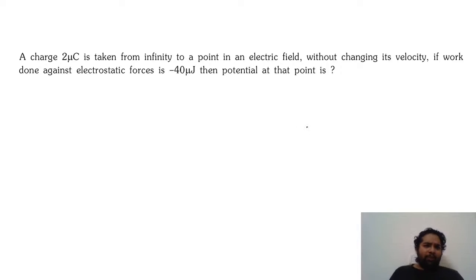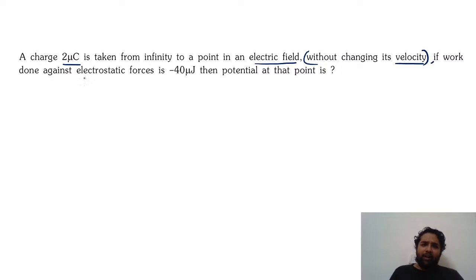Now one more simple question like this. Okay, this is a very simple question. A 2 microcoulomb charge is taken from infinity to a particular point in an electric field without changing its velocity, which is what we discussed. Any such question, we will not have any change in velocity. That is the first assumption, which will also be given to you in the question.